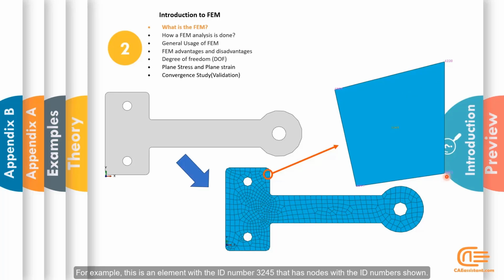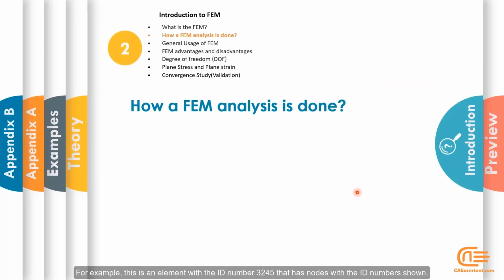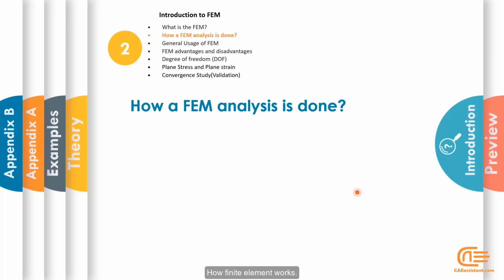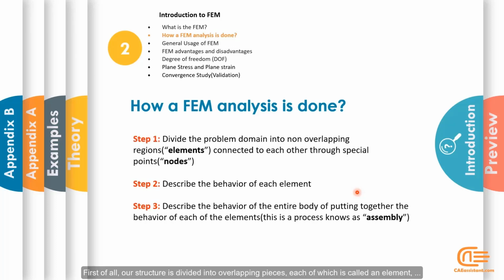For example, this is an element with the ID number 3245 that has nodes with the ID numbers shown. How finite element works. First of all, our structure is divided into overlapping pieces, each of which is called an element. And each vertex of these elements is called a node.